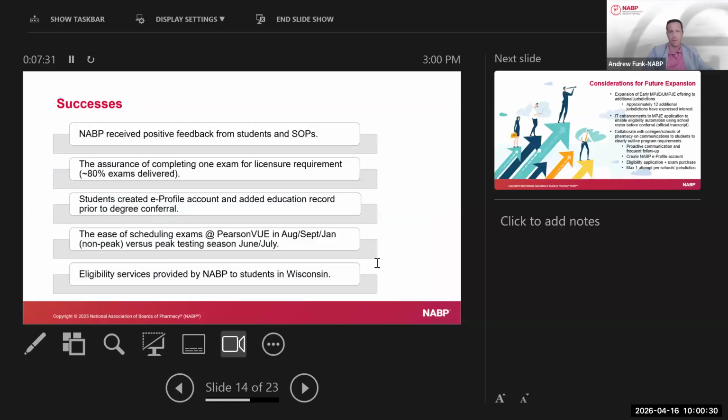The successes here: the feedback from students and the schools of pharmacy was extremely positive. It was very well received. Since the pilot released the results, we've had about 25 states wanting to move in this direction and take advantage of the opportunity to administer the MPJE or the UMPJE prior to graduation.